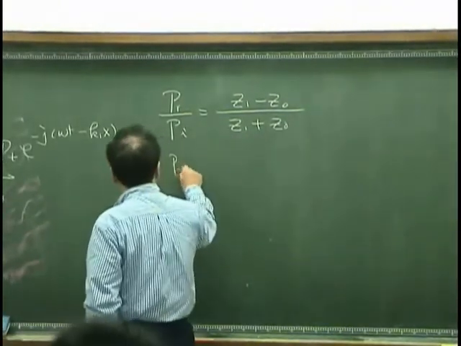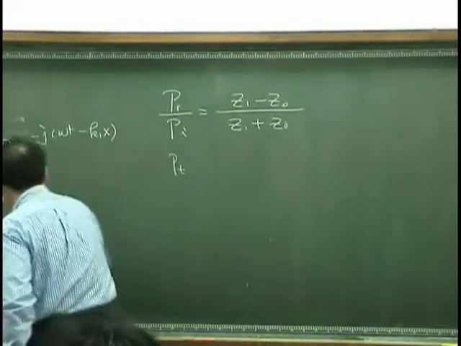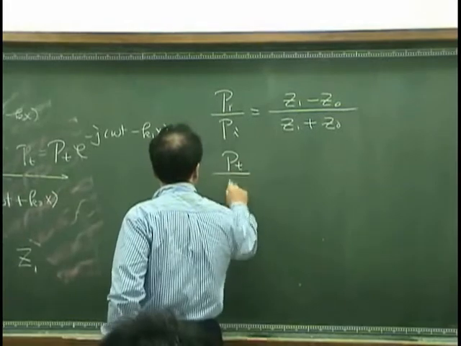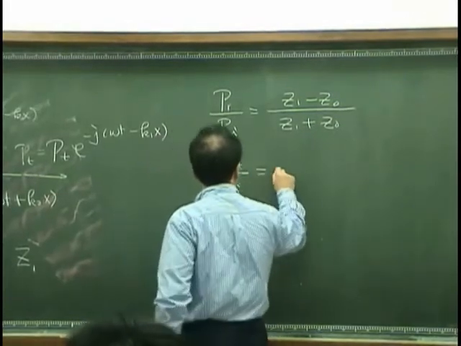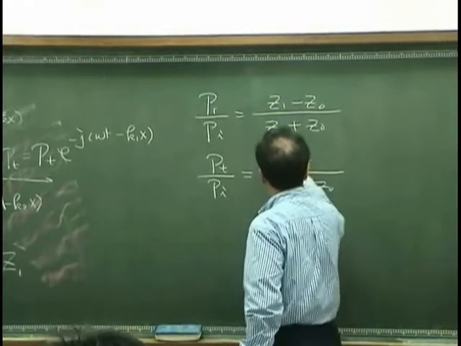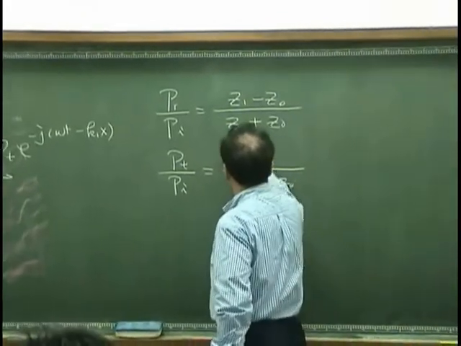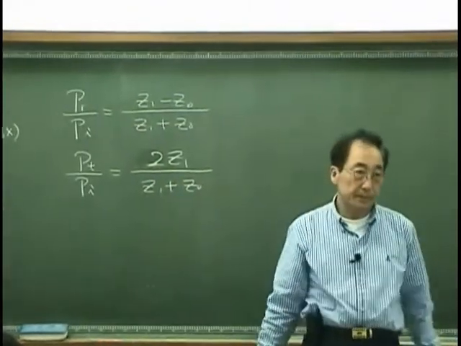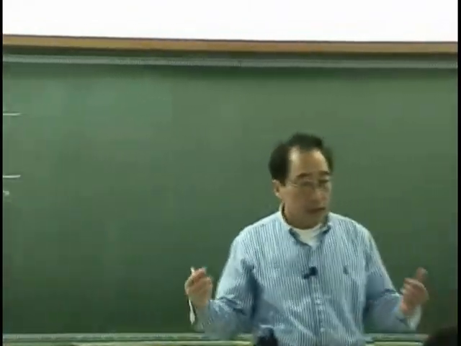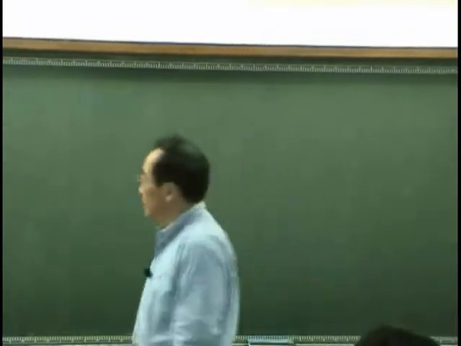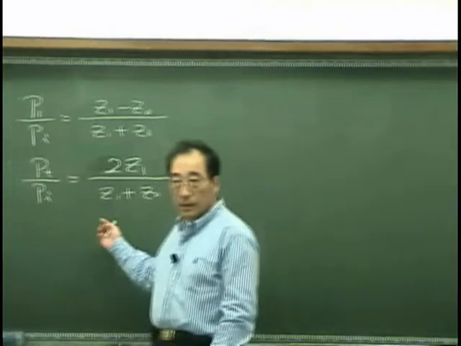And the ratio between the magnitude of the transmitted wave and the incident wave can be expressed like this. Okay, what is the basic assumption we made to get this?